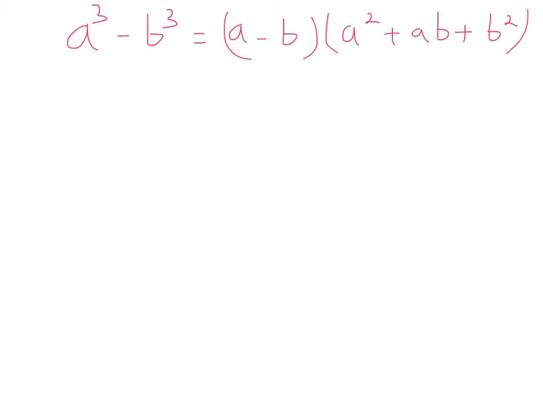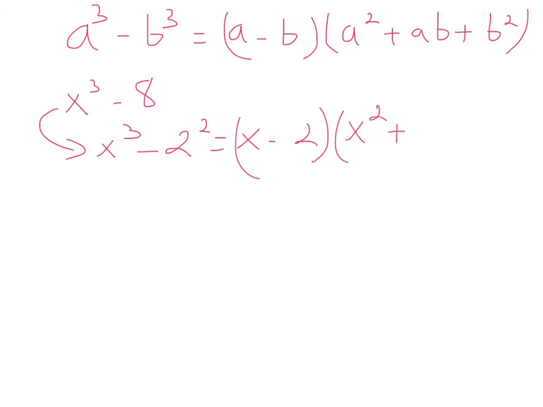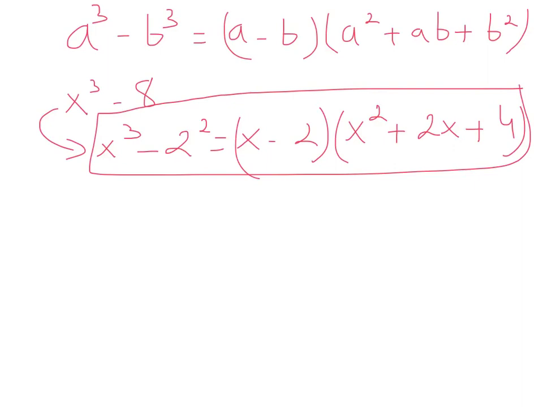Well, here, let's take an example. We have x cubed minus 8. First, we can change 8 to 2 cubed, so x cubed minus 8 equals x cubed minus 2 cubed. The same thing, right? So we get x minus 2 times x squared plus ab, which is 2x, plus b squared, which is 4. And this is the final answer.